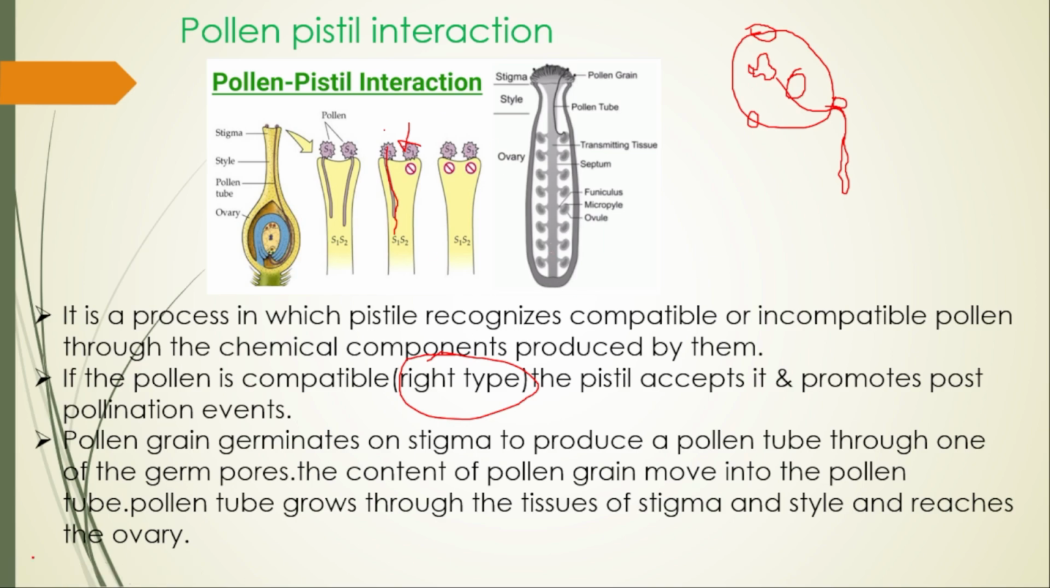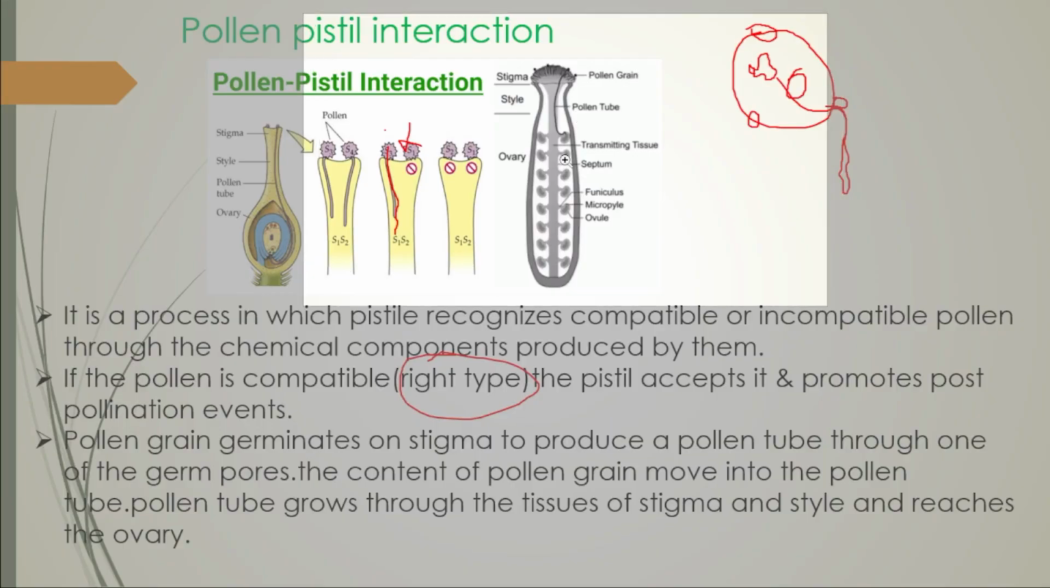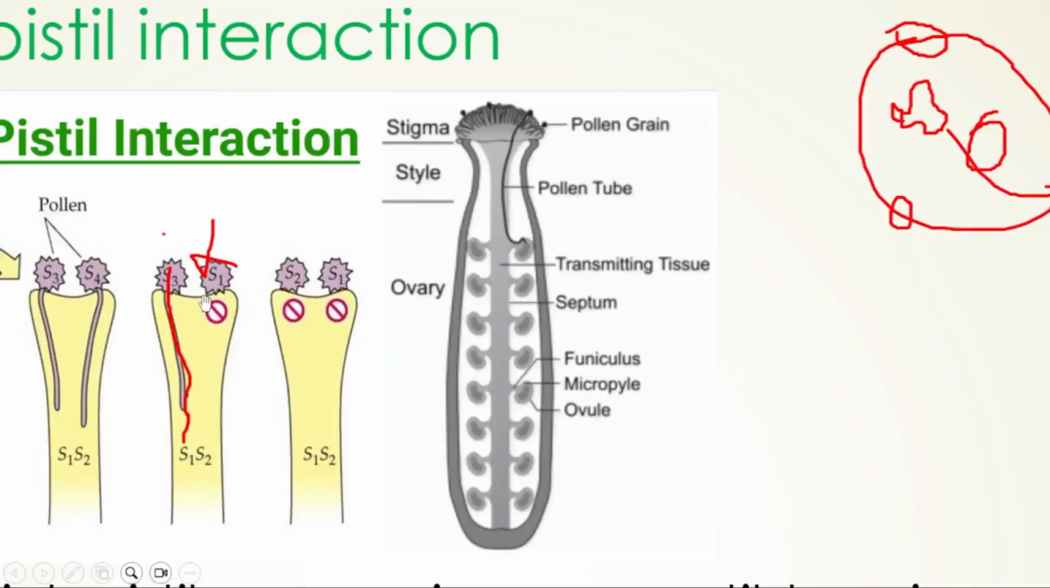Like this, let me show. See, after the acceptance by the stigma through the chemical reaction, see here, 1, 2, 3, 4 pollen grains are there, but only one has formed the pollen tube. Why? Because the stigma accepted that one, and rejected the remaining ones. This formed pollen tube will carry the vegetative cell and the generative cell.